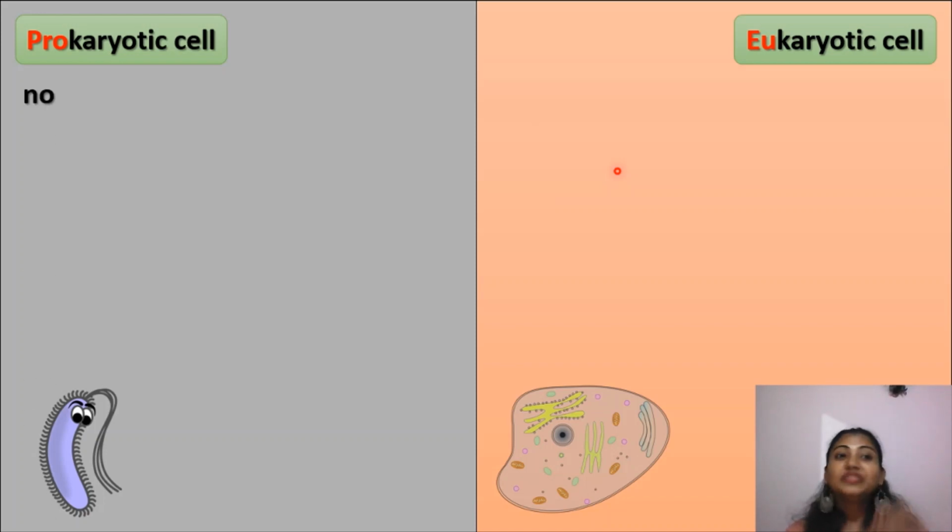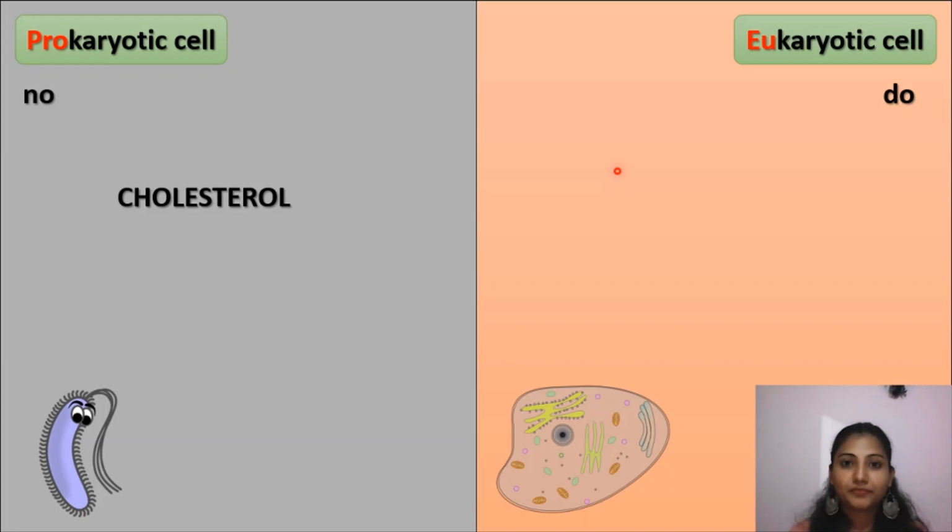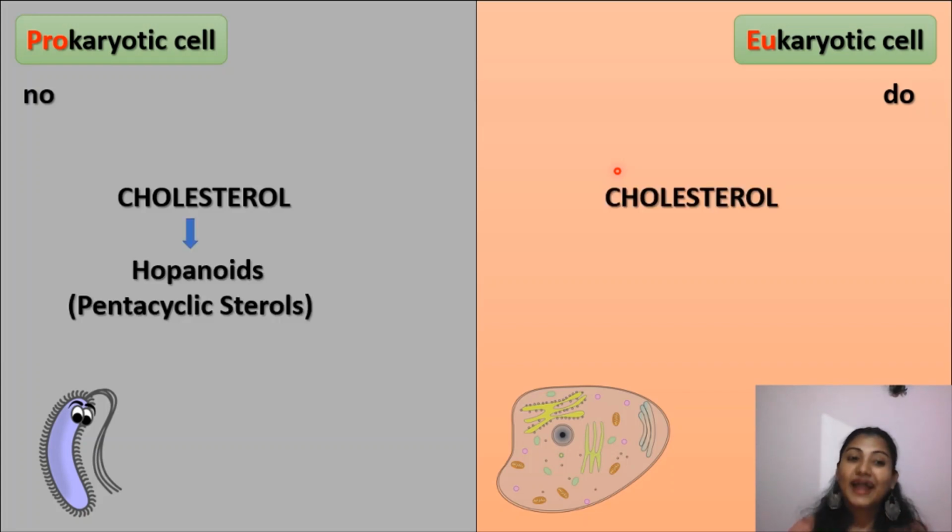In the prokaryotic cell, there is no cholesterol. There is a molecule which looks like cholesterol, and that is called hopanoids, or it is also called the pentacyclic cholesterols. You don't have to remember the whole structure of it, you just have to remember the name. Whereas in the eukaryotic cell, we do have cholesterols, as we just saw.